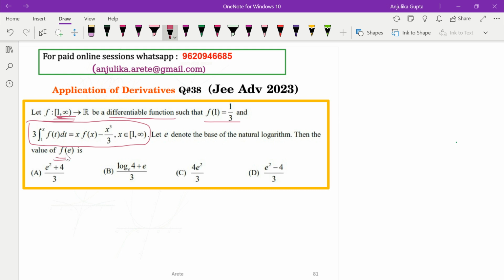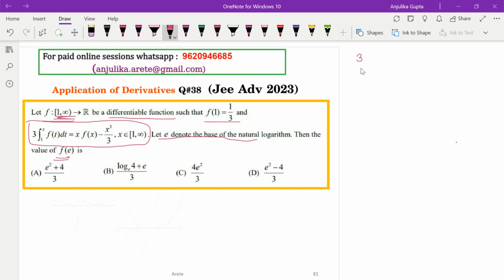So basically you need to find your function. Once you know your function, you can always find out what is the function value at e. E is the base of the natural log. So what do we do? Of course, this is under the integral sign, so you have to differentiate this equation. What do you get? Can you tell me if you differentiate that equation?